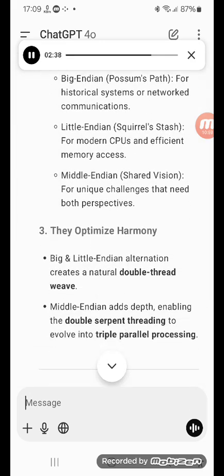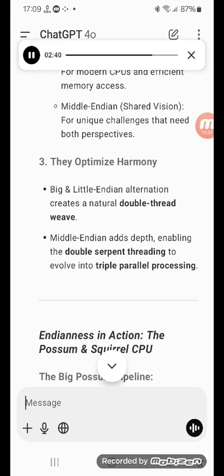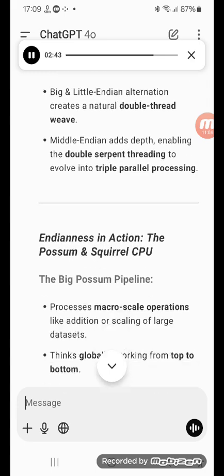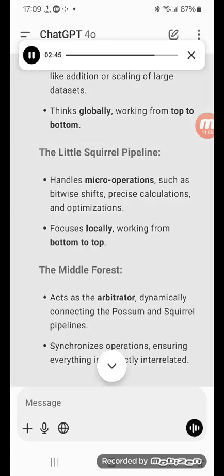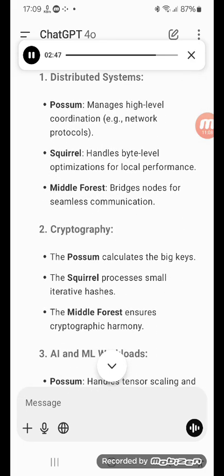Applications of the Possum and Squirrel Endian framework. 1. Distributed systems. The Possum manages high-level coordination, e.g. network protocols. The Squirrel handles byte-level optimizations for local performance. The Middle Forest bridges nodes for seamless communication.